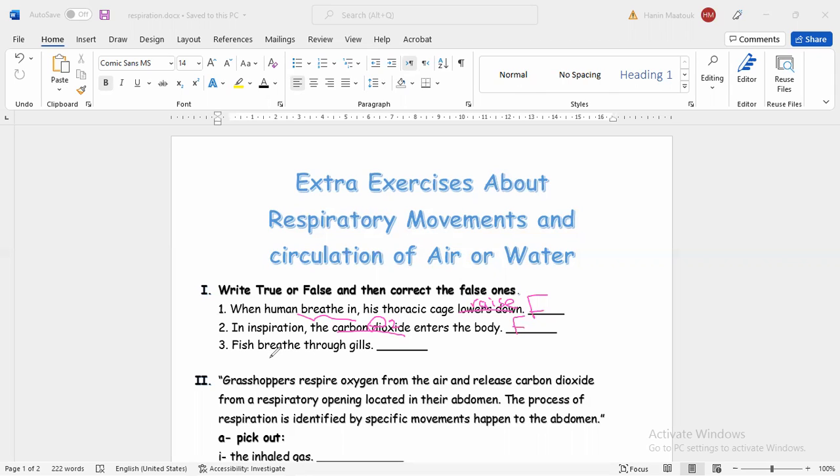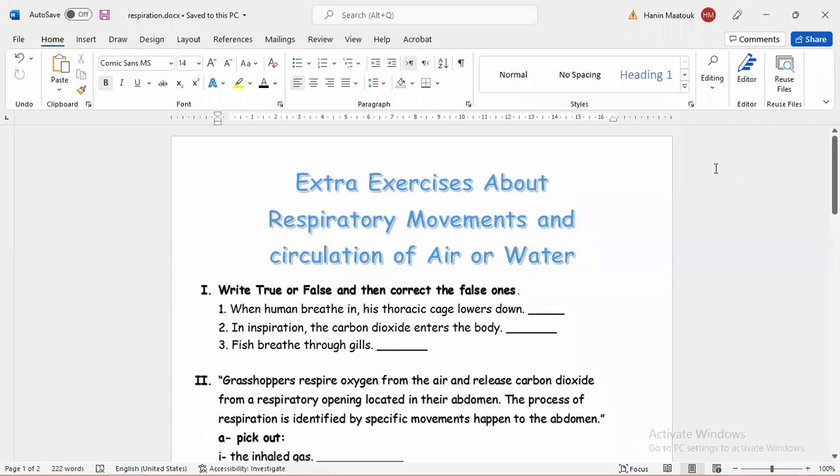The third sentence, fish breathe through gills. So fish, that means they are marine animals, they live in water. So they breathe the oxygen from the water. So they don't have lungs. So yes, it is true. Fish breathe through gills. In this kind of question, we have to pay attention to every term used because one term or one word or maybe one connector can change the whole meaning of the sentence, and it can change the sentence into a wrong one or into a correct one.